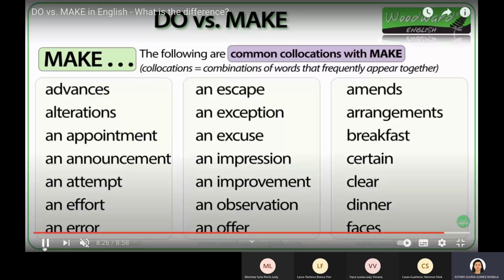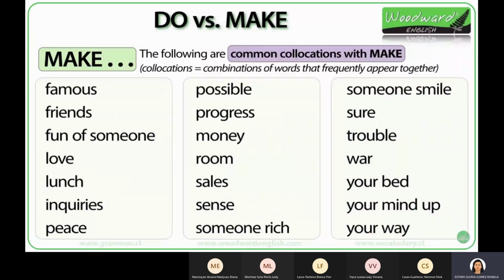Make advances, make alterations, make an appointment, para hacer una cita, make an announcement, make an attempt, make an effort, make an error, para decir un error, un esfuerzo, with make. Make an escape, make an exception, make an excuse, make an impression, make an improvement, make an observation, an offer, make amends, que son arreglos, make arrangements, que son citas, make breakfast, make lunch, make dinner, make certain, make clear, make faces, okay? With all of these situations, you say make.